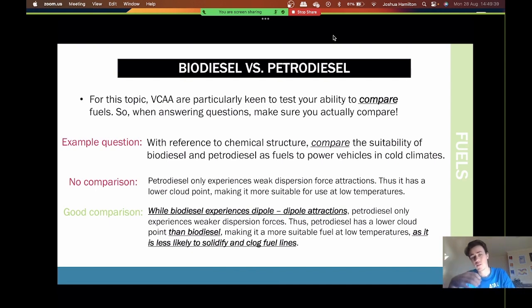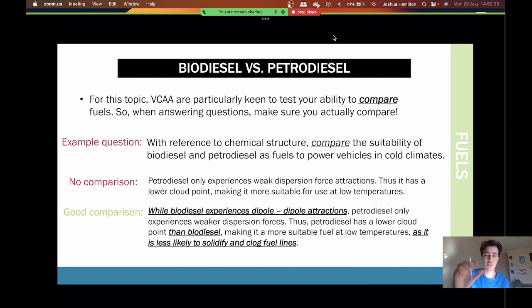You've got to say, look, whilst biodiesel experiences dipole-dipole attractions, petrodiesel only has weaker dispersion forces. Therefore, petrodiesel has a lower cloud point, lower viscosity, etc. It allows it to move and flow better with a lower viscosity, and it's less likely to solidify and clog fuel lines, etc. So you've discussed the differences between the two, and then why one of them is better.